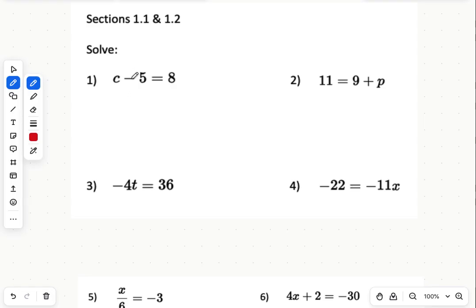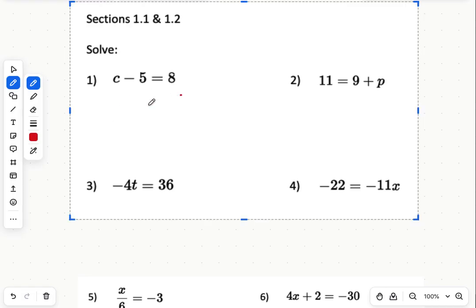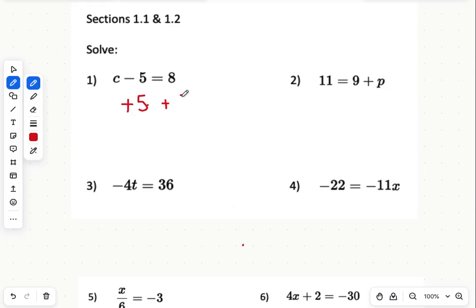So since I have c minus 5, to undo a subtraction, again, we would use addition for that. So we're going to add 5 to both sides of the equation. So c minus 5 plus 5, those 5's cancel, and we have the c all by itself, and then 8 plus 5 is 13. And again, you can probably do that in your head, but the takeaway from this is when you see subtraction, you undo it with addition.